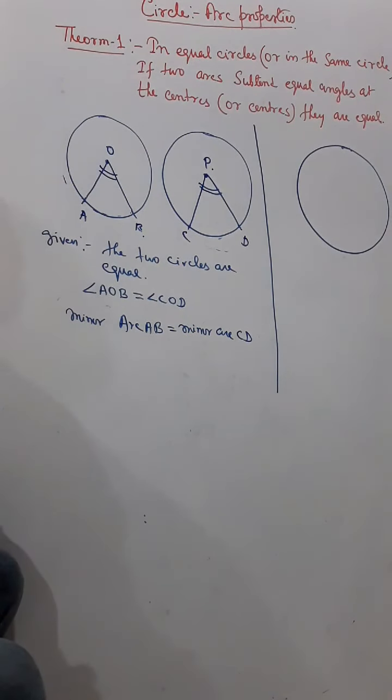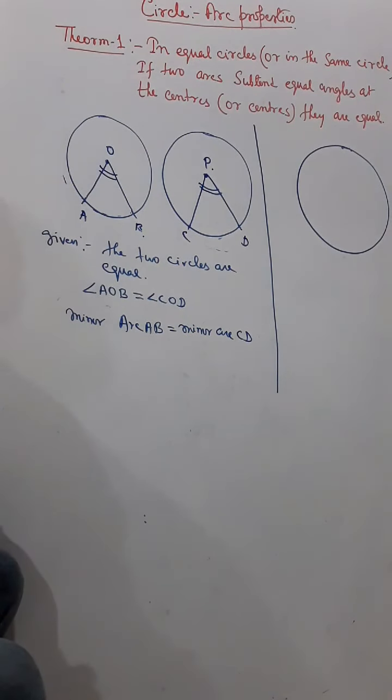But the major arc AB and the major arc CD are also equal because you can understand these two circles are equal. So if this part is equal to this part, then this part will also be equal to that part. So I can also say that major arc AB is also equal to major arc CD. So this is what the theorem states, that in equal circles.